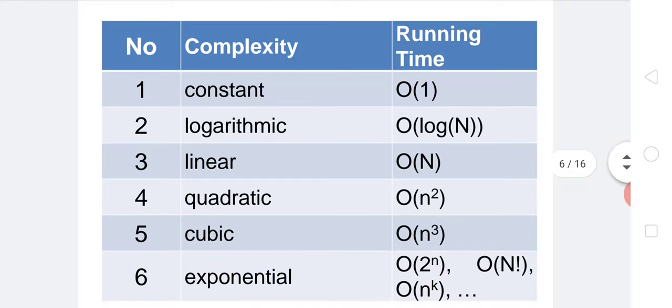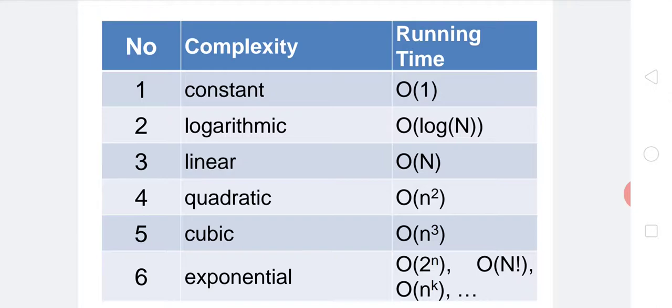Now see here, there is a table which contains three columns. First is serial number, second is complexity, and third is the running time. Running time is how much time is needed to execute this particular algorithm, which is calculated by O of f, as we saw in the previous slide. The first complexity is constant, and the running time is O of 1. The second complexity is logarithmic. The running time is O of log n.